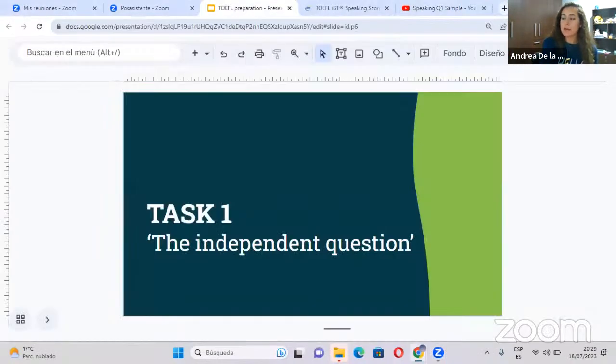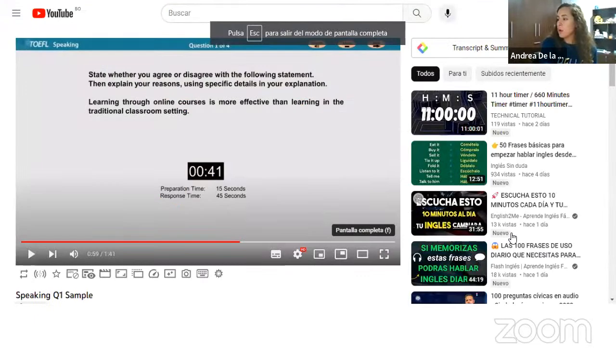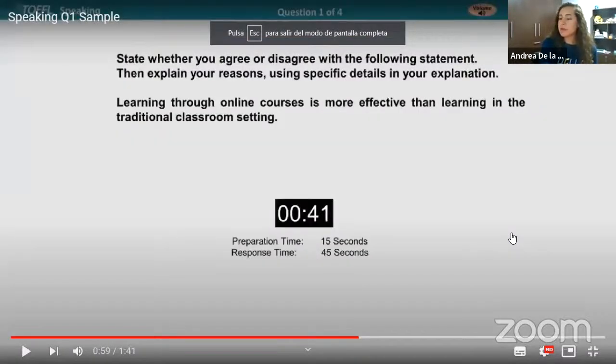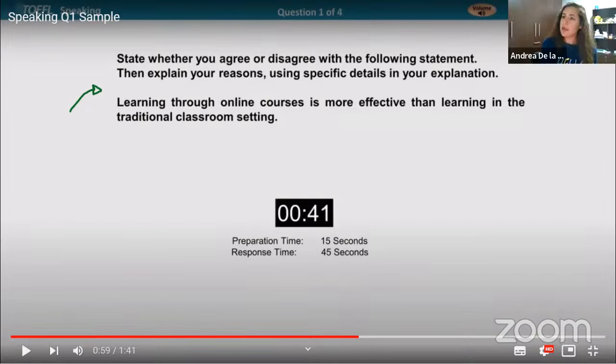Then let's see what you actually have to do. But in order to see what we have to do, we have to analyze the question first. So, Carolina, please, can you read the question one more time? Okay. Learning through online courses is more effective than learning in the traditional classroom setting. Okay, thank you. And the question is, state whether you agree or disagree with that. Those are the instructions.